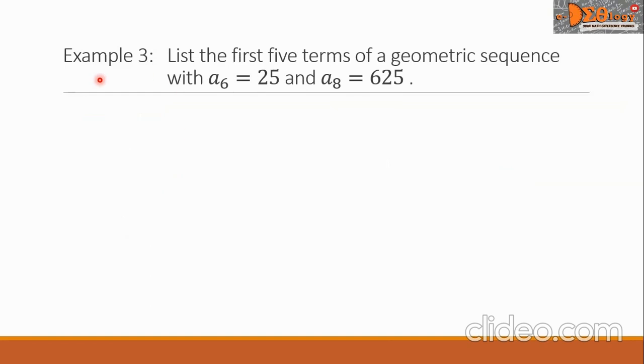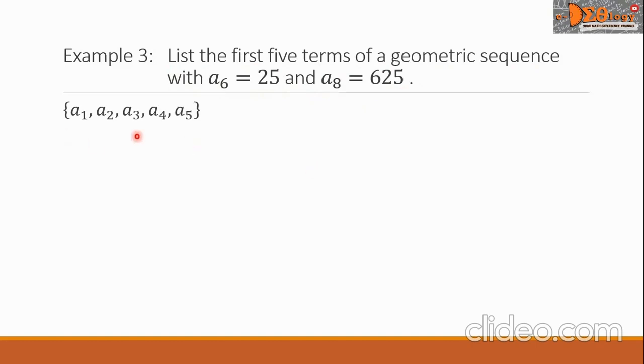Let us have example 3. List the first 5 terms of a geometric sequence with a sub 6 equals 25 and a sub 8 equals 625.